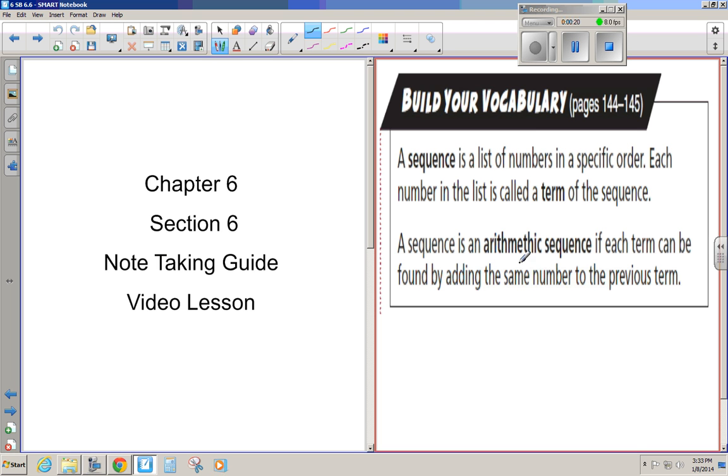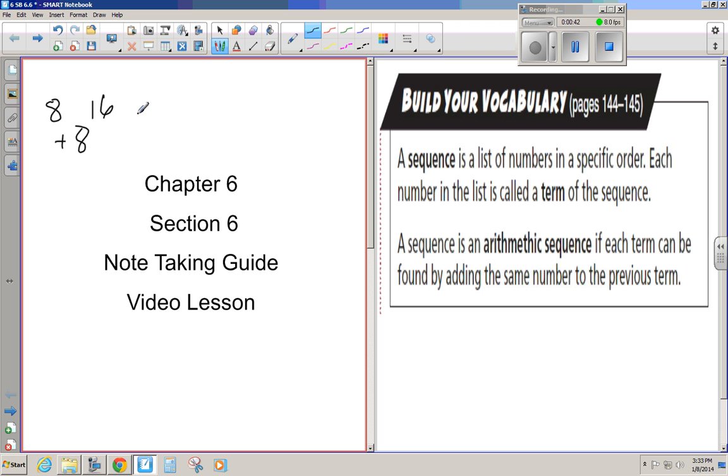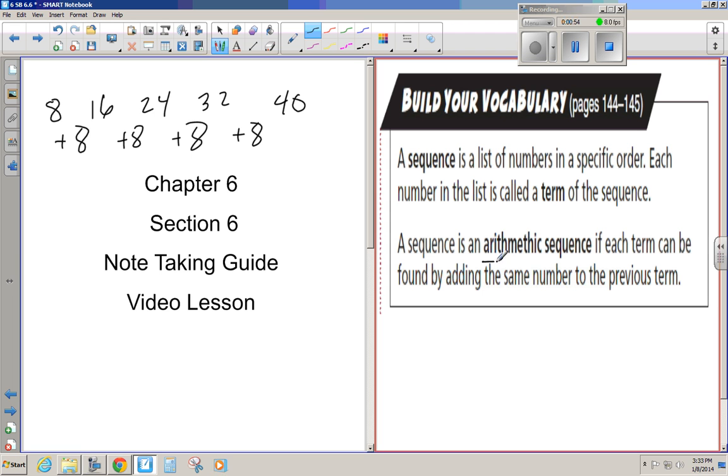A sequence is an arithmetic sequence if each term can be found by adding the same number to the previous term. All right, so that means if you start with 8 and you go to 16, that's a plus 8. You go to 24, that's a plus 8. The next term is 32, that's a plus 8. So as long as you keep adding 8 to each of these numbers, it is arithmetic.